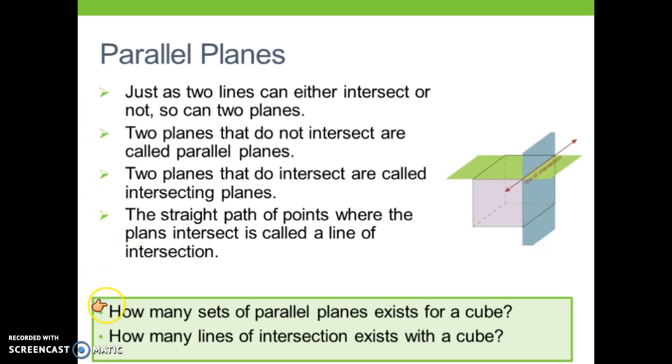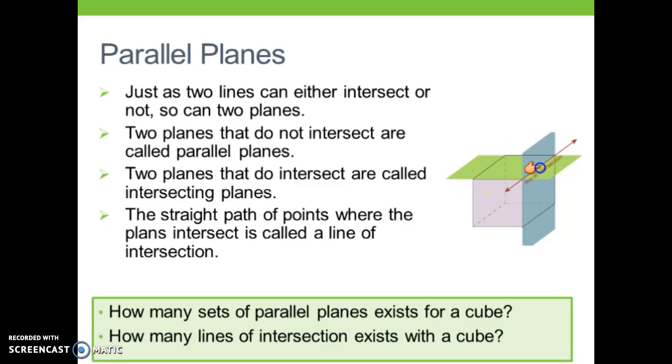Something to think about. How many sets of parallel planes exist for a cube? Right? 3. Remember we said there's 6 surfaces and opposite surfaces are parallel. So front and back are parallel, left and right, top and bottom. So there's 3 sets of parallel planes for a cube. How many lines of intersection exist with a cube? That would be 12. They would represent the edges, right? Where each of the planes intersect, it would be all the edges.